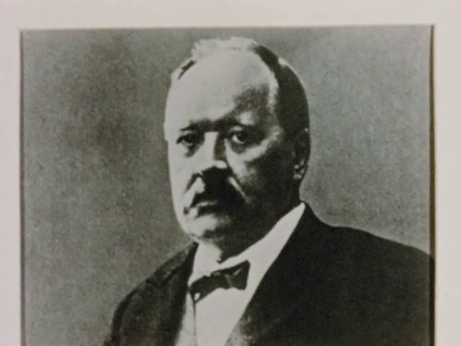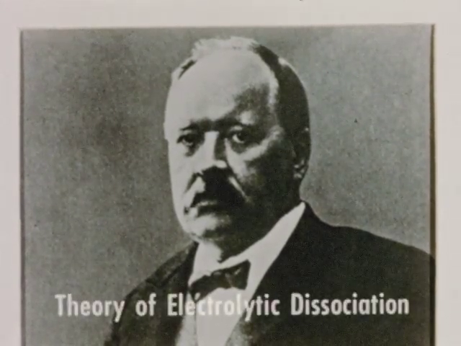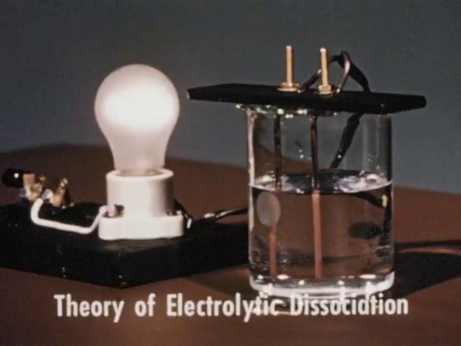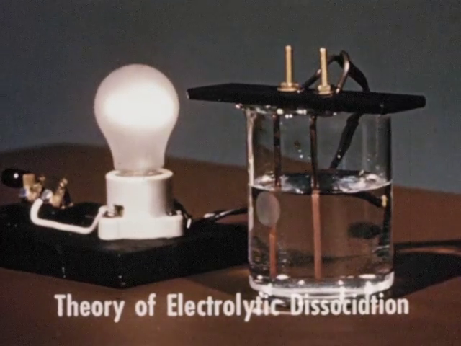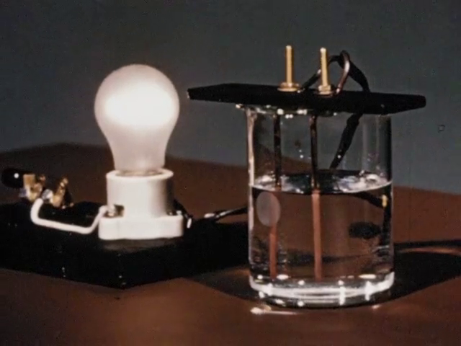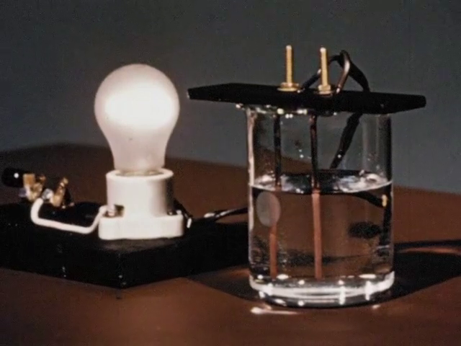Svante Arrhenius, a Swedish chemist, in 1887 put forward his theory of electrolytic dissociation. Arrhenius believed an electric current was not necessary for the formation of ions. Arrhenius's theory, though it has since been modified, provides the foundation for our present understanding of ions and ionization.